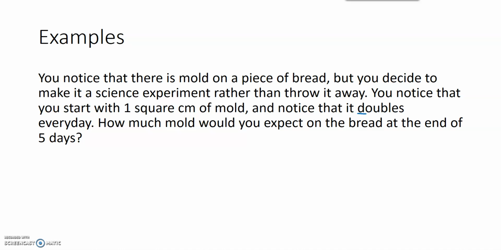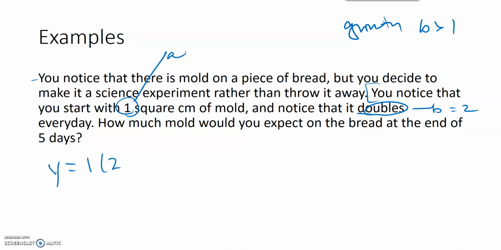Okay? Well, I see doubles here. Doubles tells me that this is growth. That means B is greater than 1. Okay? Now, I'm not going to read all of this again. This part's not really important. I'm going to start here. You notice that you start with 1 square centimeter. So there's our A, 1. And that it doubles. There's our B. Our B is 2 every day. So our equation, y equals 1 times 2 to the x. Perfect. Third read through. Okay? It doubles every day. How much mold would you expect on the bread at the end of 5 days?